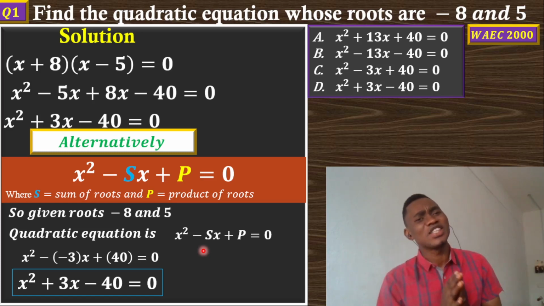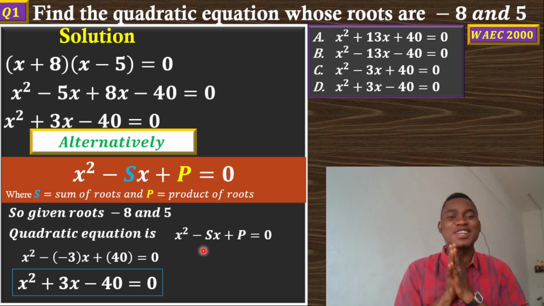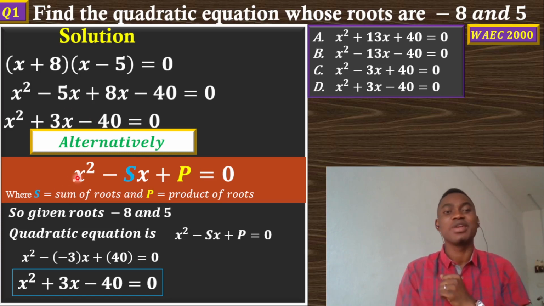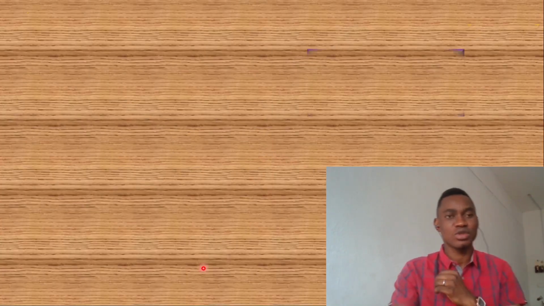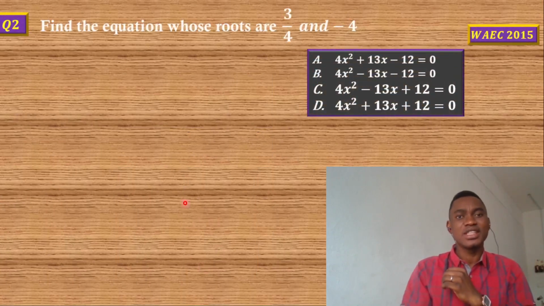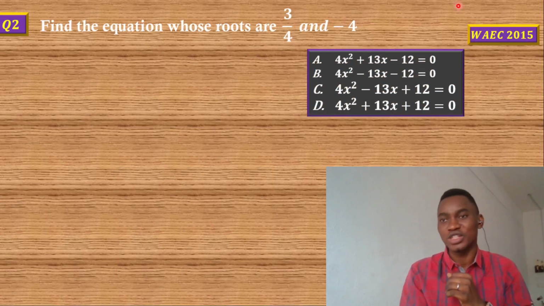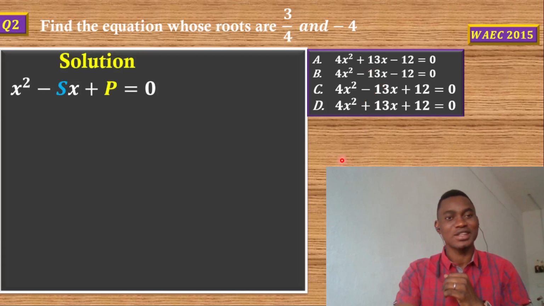Alright, let's look at the second question, and let me give a disclaimer here. Henceforth, we shall be applying this formula. Okay, let's proceed. Let's look at question 2. Find the equation whose roots are 3 over 4 and minus 4. Here are the options. Okay, let's look at the solution.